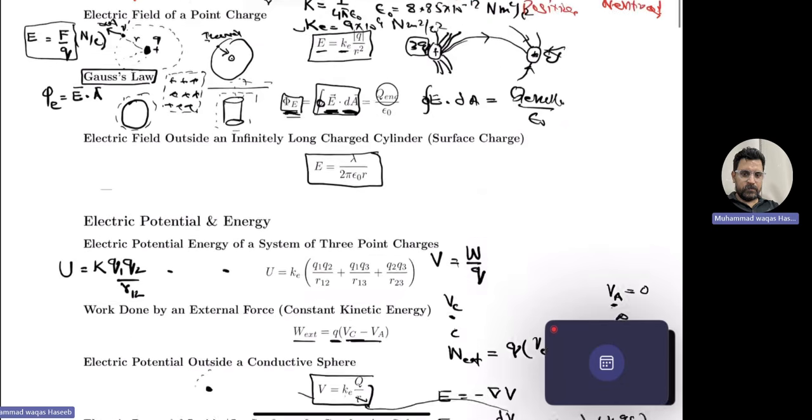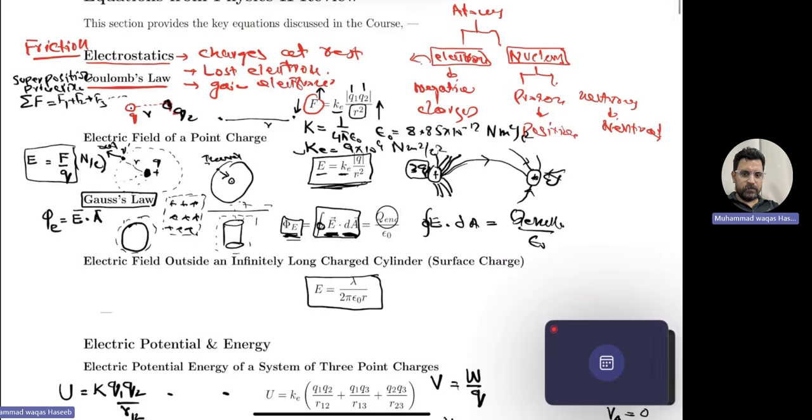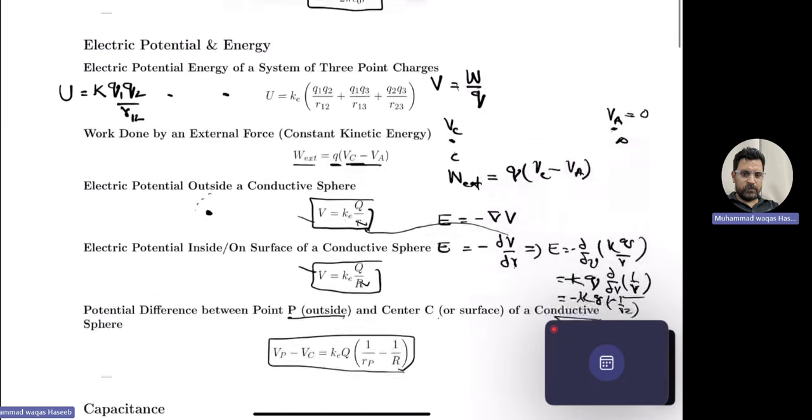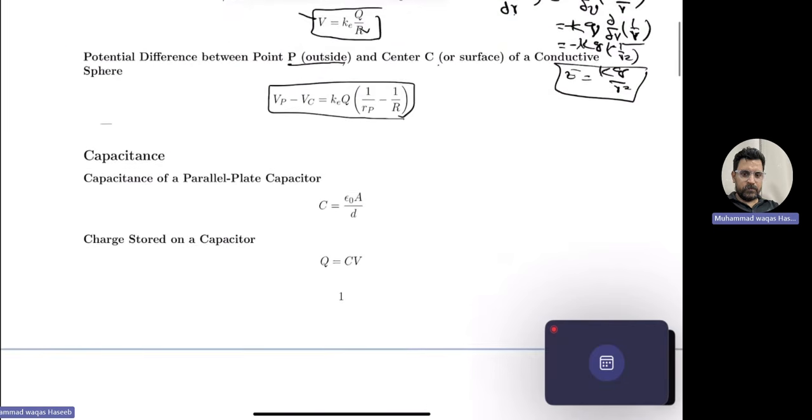We have seen that. This is the electric field due to a point charge. Okay. Now, capacitance.